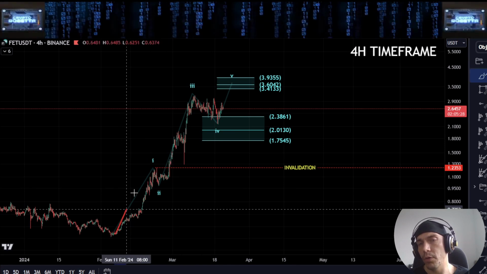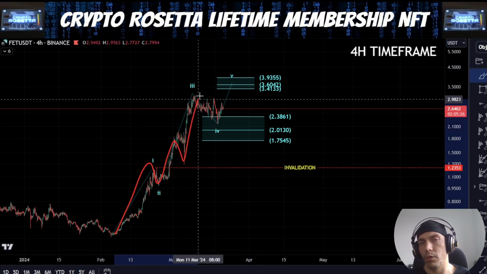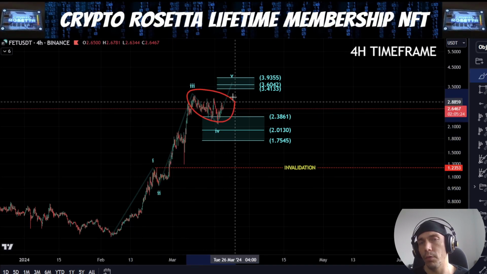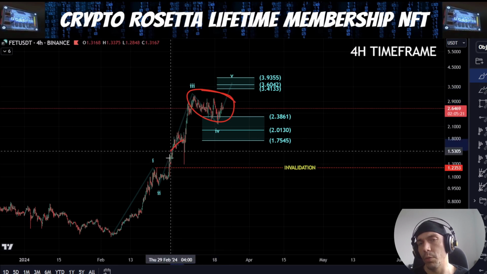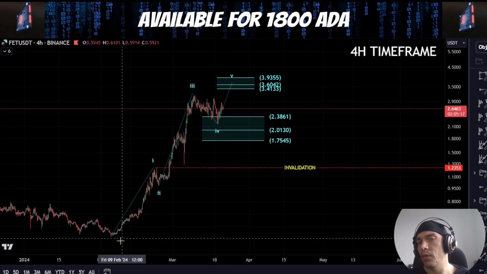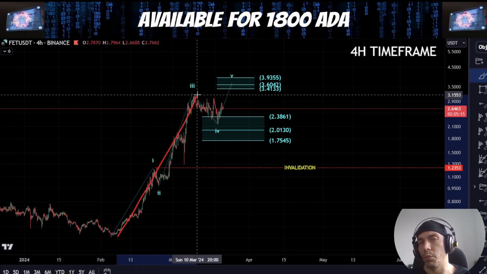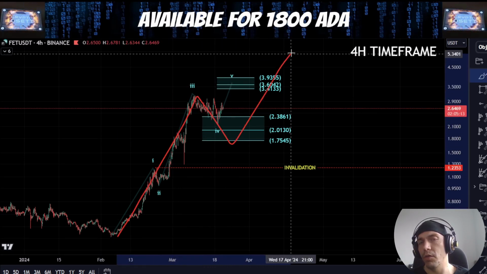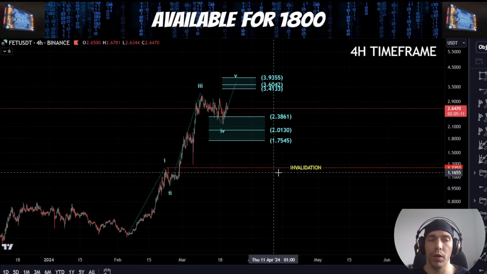There is always the possibility that this could be 1-2, 1-2, and we have another 1-2. The problem I have with this is that this structure here is much bigger than anything that we've got lower down here. So if this is the case, it would make more sense that this move is possibly completed. We're going to get a bigger retracement, and then we're going to look to push up, which we're going to go over in a second.